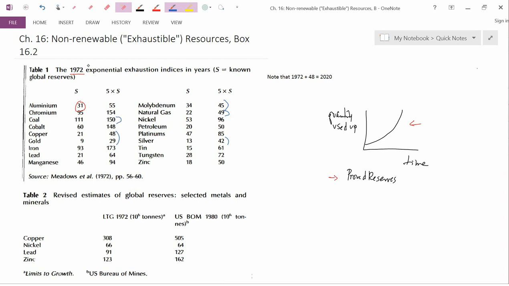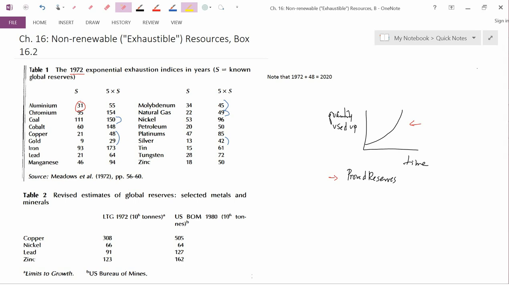The idea of exponential exhaustion index was used by the book I mentioned in the previous video called Limits to Growth, which was written in 1972. So this reference here, Meadows et al., 1972, that is the Limits to Growth book. So that explains Table 1.